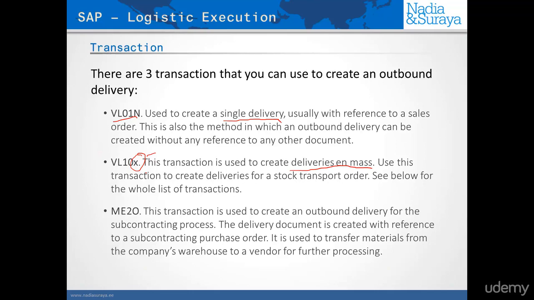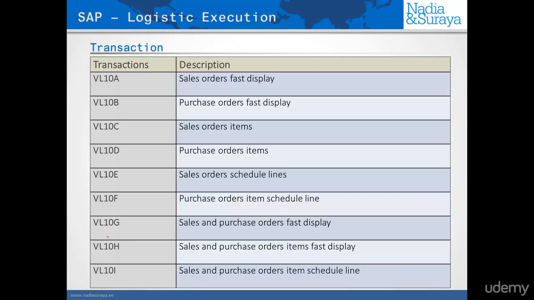It's also the only way to create a delivery from a stock transport order. And finally, we have the transaction ME2O, which is used to create outbound deliveries from the subcontracting process. This is the only transaction you can use to create deliveries from the subcontracting process. We won't cover this in this video. We'll cover this in a later video so that you can see the end-to-end process.